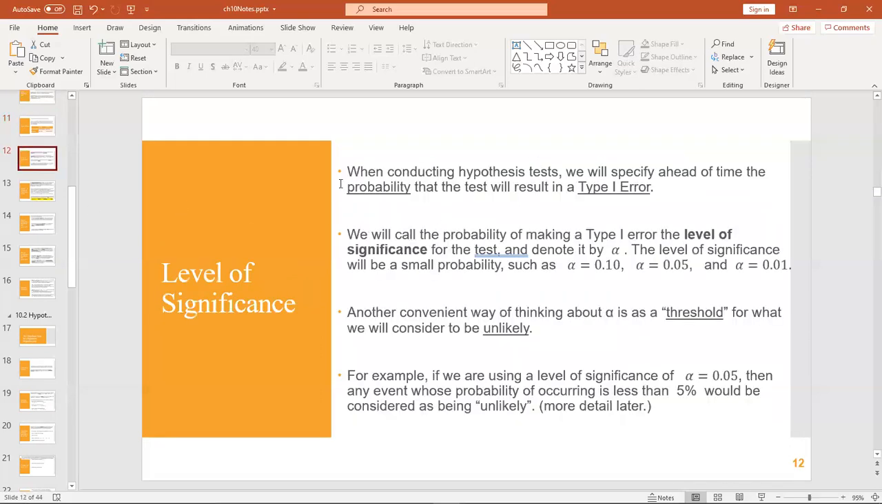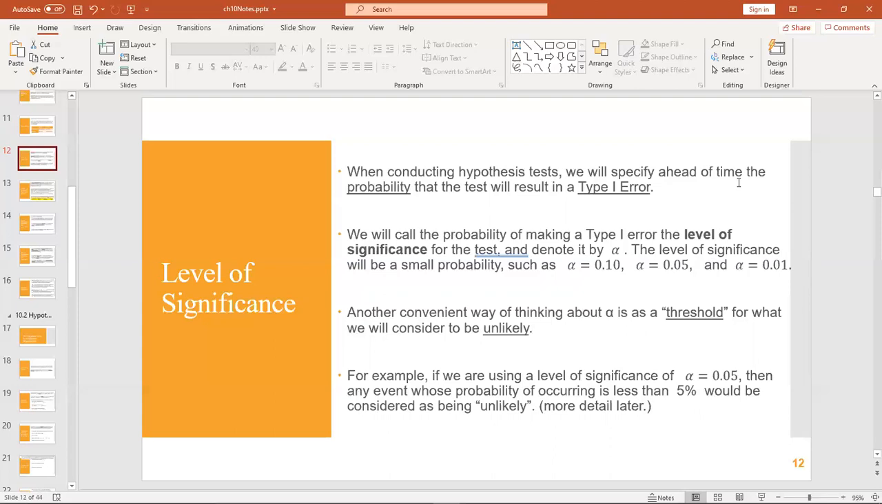So when we conduct a hypothesis test, we're particularly interested in the probability that we have made a type 1 error. So we're going to call that the level of significance. And we use the Greek letter alpha to denote the level of significance. The level of significance should be a small probability. You frankly could pick any one that you want, but the kind of standard ones that are used most in real world practice are either 0.10, 0.05, or 0.01. So either a 10%, 5%, or 1% chance that this will happen.